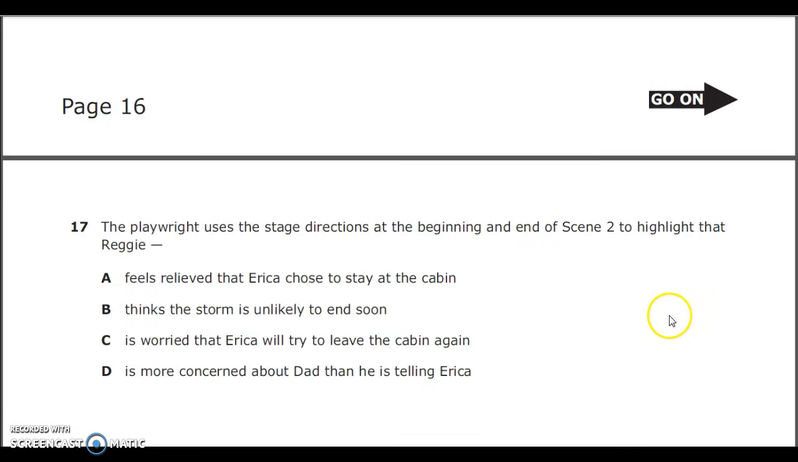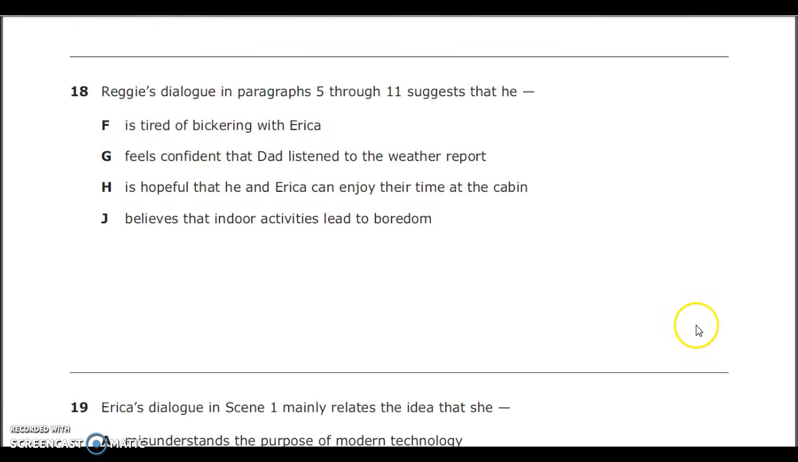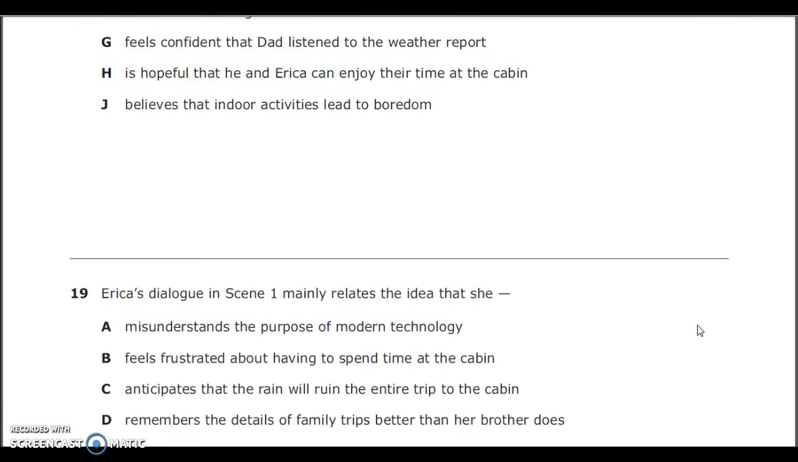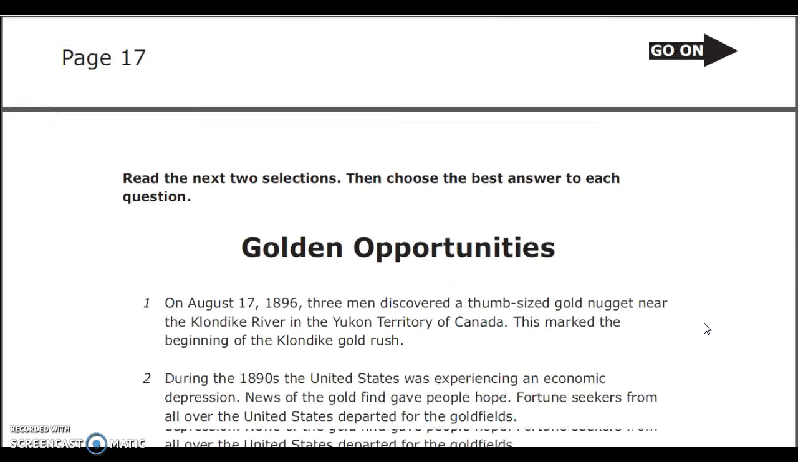And again, another question, that's 3 questions so far about stage direction. So it's really important that you read them. And there's another one about dialogue. 18 and 19 are both about dialogue. So again, pay close attention to what the characters are saying.